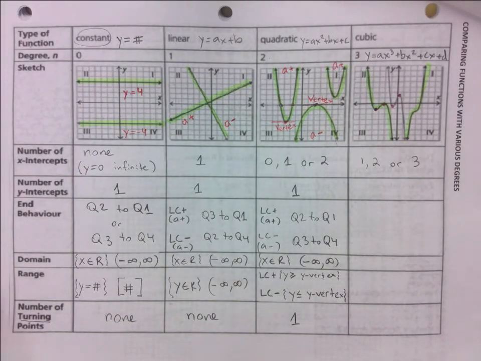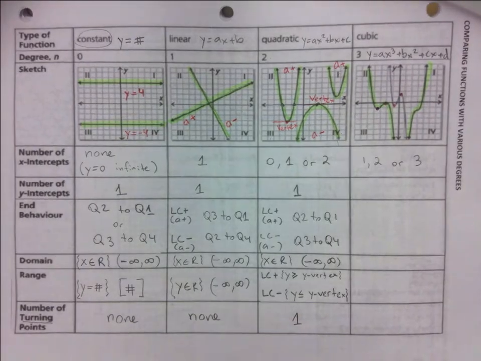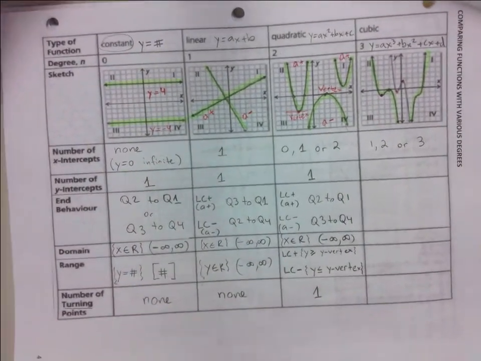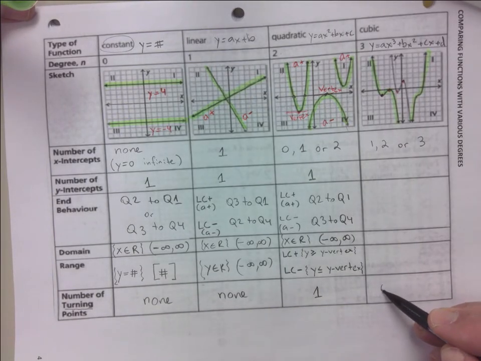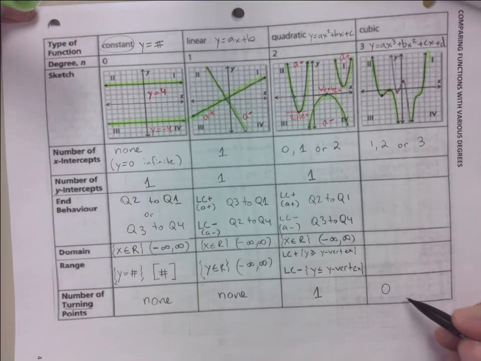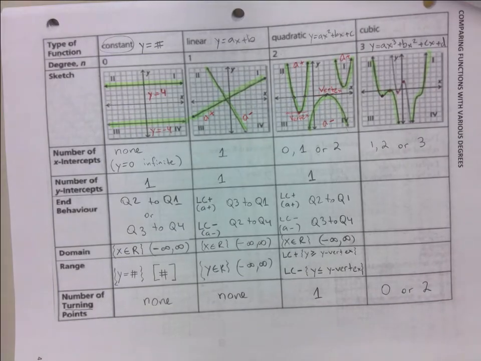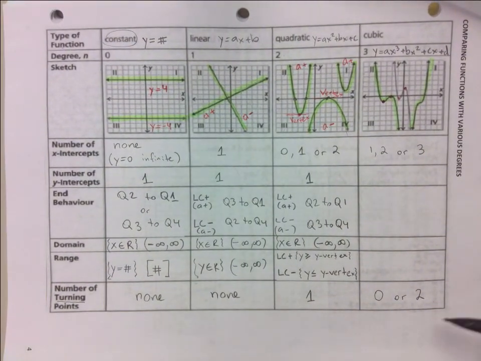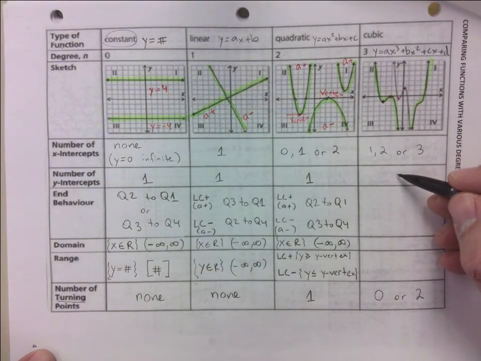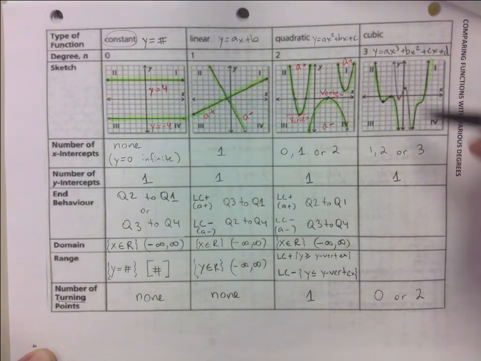So can we go, I don't know why I skipped everything that I meant to fill in, but let's go to the bottom of this, number of turning points. It's either 0 or 2. There's nothing in between. Number of y-intercepts. This will always have one y-intercept. It will cross the y-axis at one point.